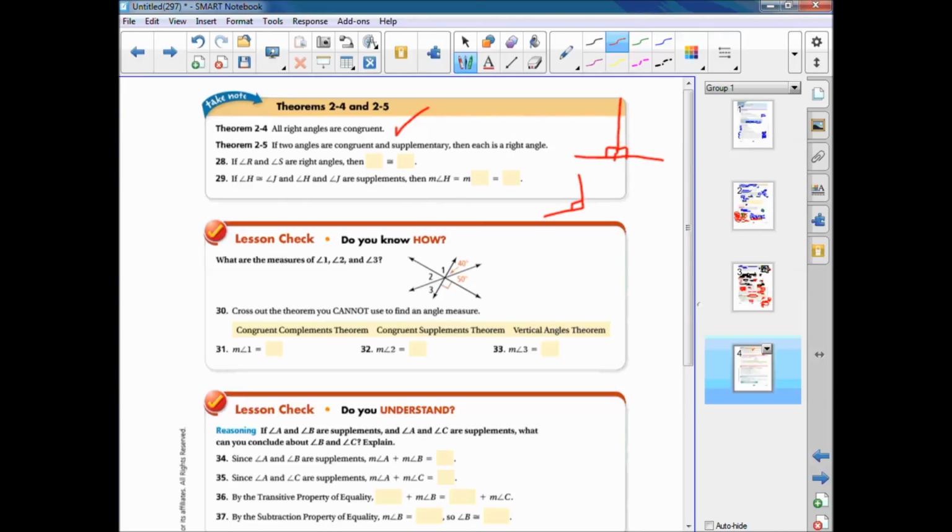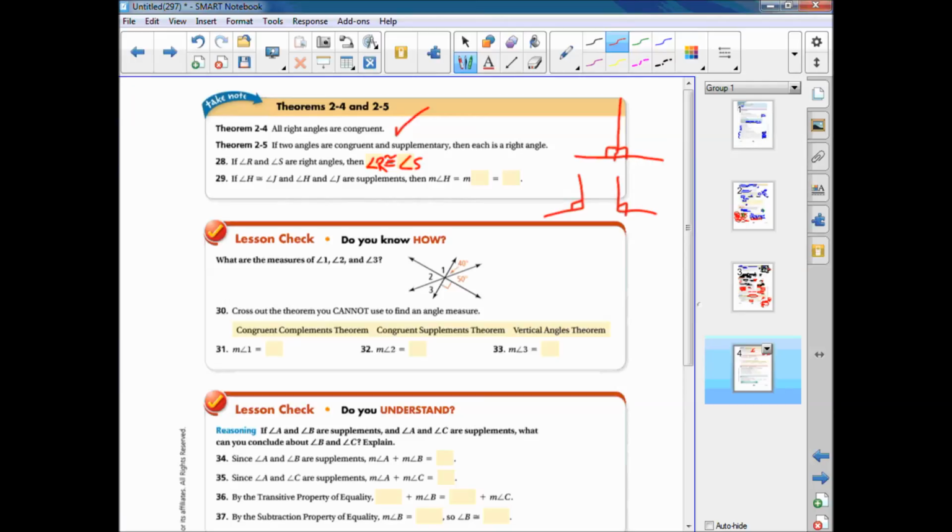Or we could draw them separately. And here's two congruent angles, and the only two that are possible that are also supplementary. So they're both 90. So each one is a right angle. So if R and S are right angles, then angle R is congruent, I can't tell on the smartboard, what does that say? Congruent to angle S. That is the congruent symbol in there.